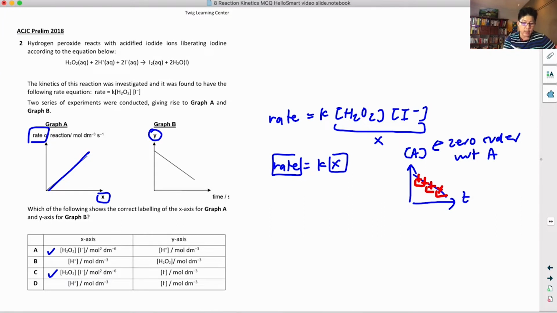You can see that it's first order with respect to H2O2 and I⁻, and over here there's H⁺ as a reactant, but it's not found in the rate equation. So in fact this should be zero order, because it's not seen in the rate equation. So definitely I should pick A. This answer should be A. Okay, let's look at the next question.